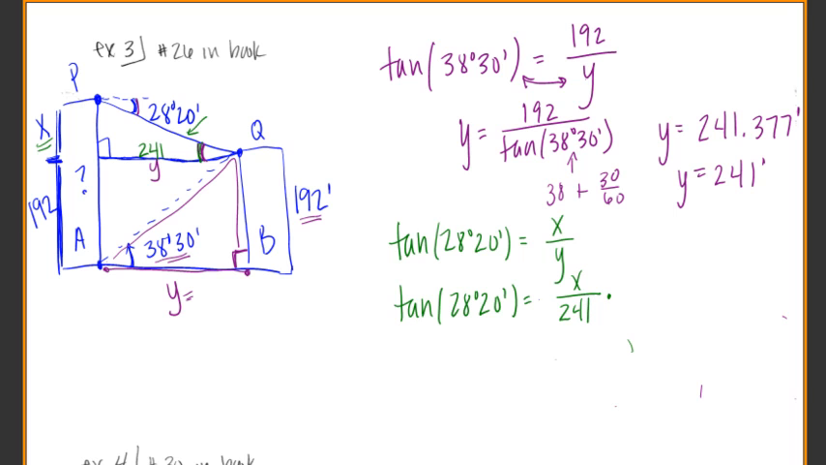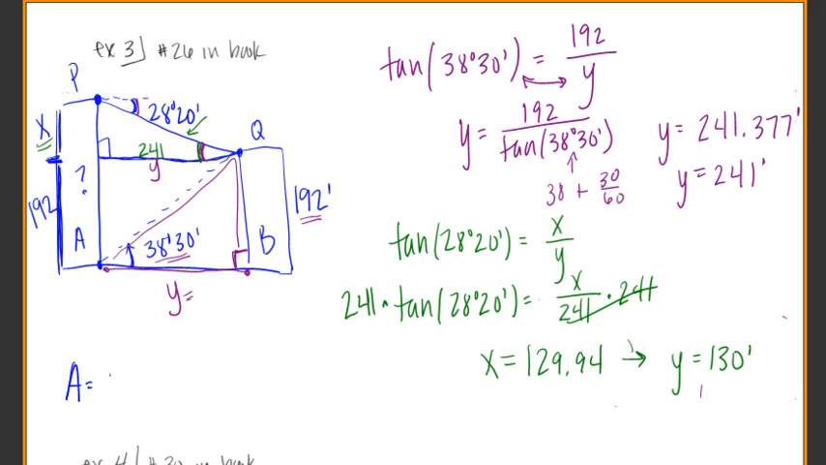And then just to get x by itself, let's multiply both sides by 241. When we type that in our calculators real quick, we'll get an x value of 129.94. And like before, if we round, we can call this basically 130 feet. All right, now was that our answer? Not so much, because the question asked for the whole total height of building A. So building A is 192 plus x, so building A is 192 plus 130.